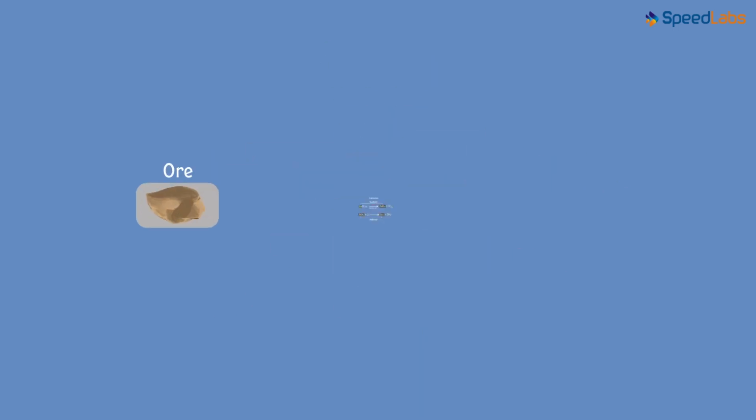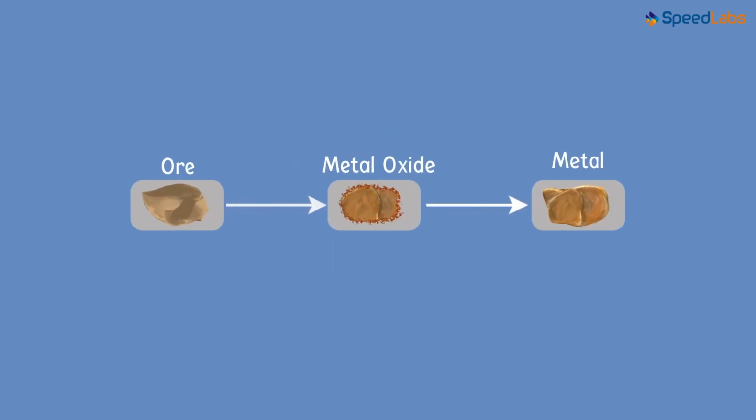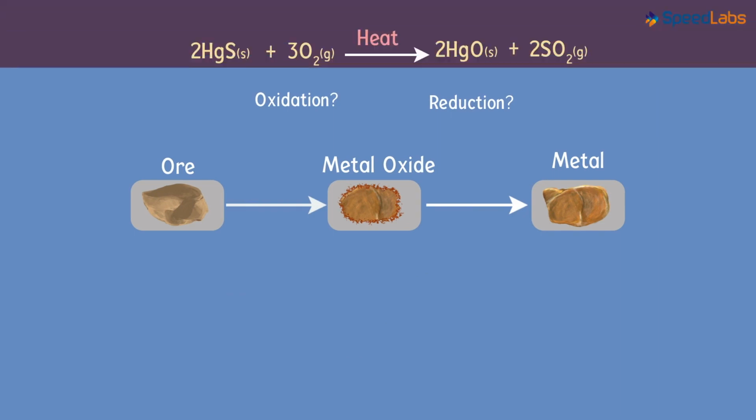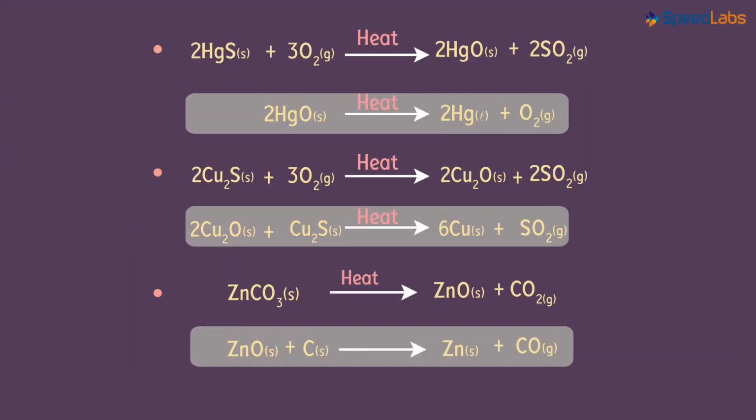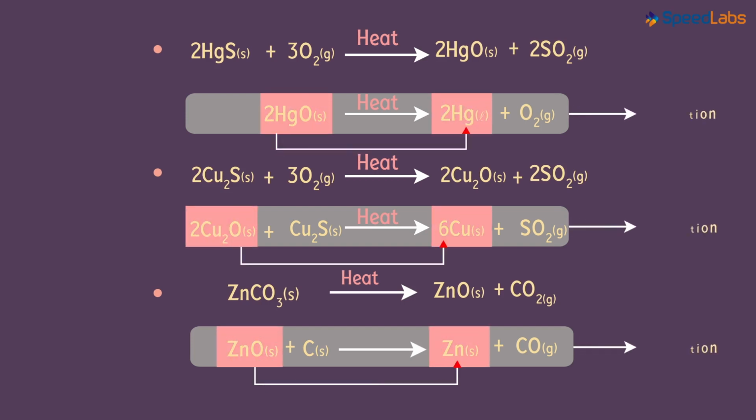So can you tell me what the process of obtaining a metal from the compounds is? Is it oxidation or reduction? Look at the second step in each of the cases we looked at. To get the metal, the oxides are losing oxygen, which means that obtaining metals from their compounds is a reduction process.